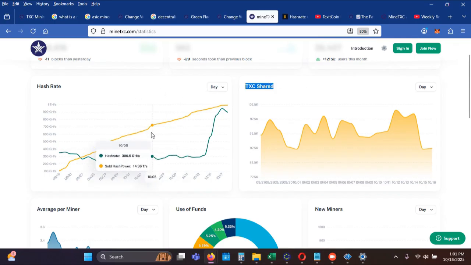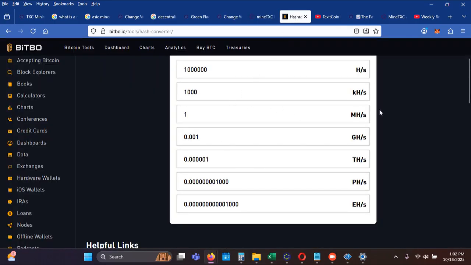Now, let's go to October the 3rd. And keep in mind, this green bar here, you notice that's the hash rate, right? So the hash rate on October 3rd was 294 gigahash, okay? We are receiving 100 mega hash. So let's convert that gigahash into mega hash. So gigahash here, that was 294, okay?